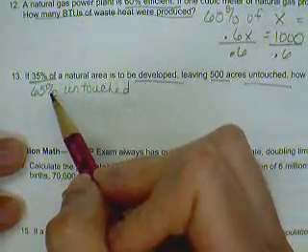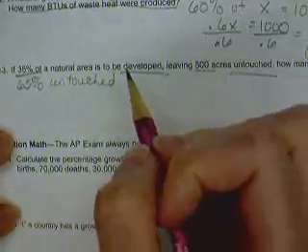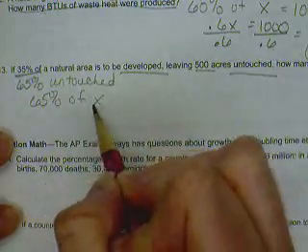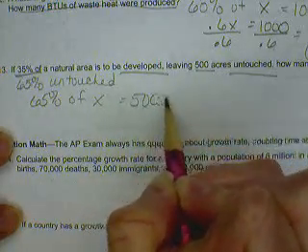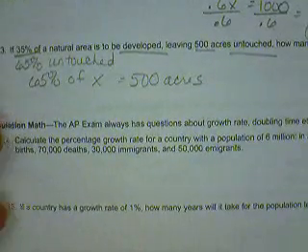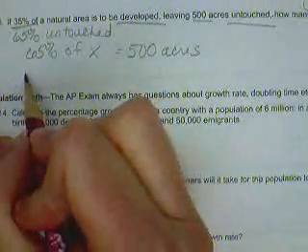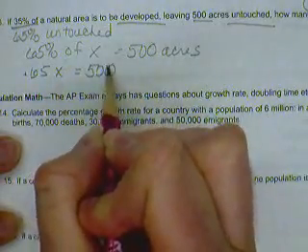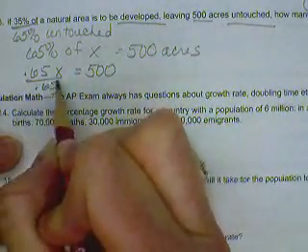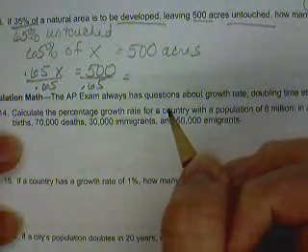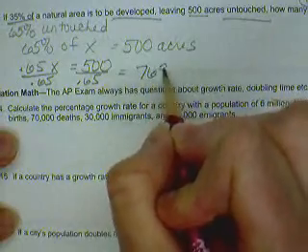So 65% is untouched. So 65% of what? Of some acreage is equal to 500 acres. So it's 0.65x is equal to 500. Let's just go ahead and do my algebra here, and I end up with 769 acres.